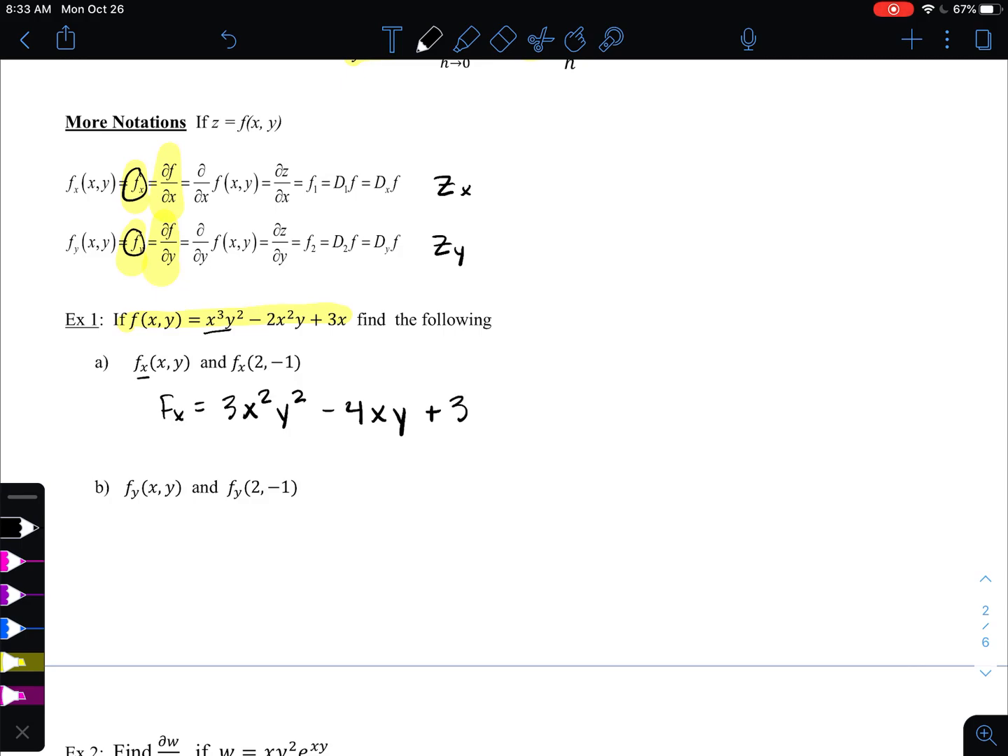Okay, so that's the derivative of this function with respect to x, the partial derivative of f with respect to x at any point. And I then specifically told you to plug in 2, -1. I do want to show you one other thing though.